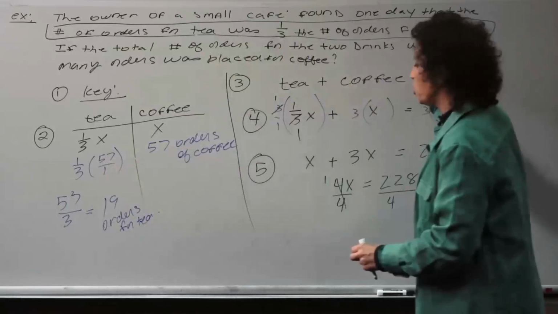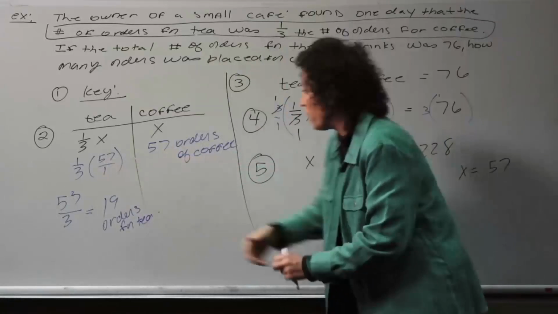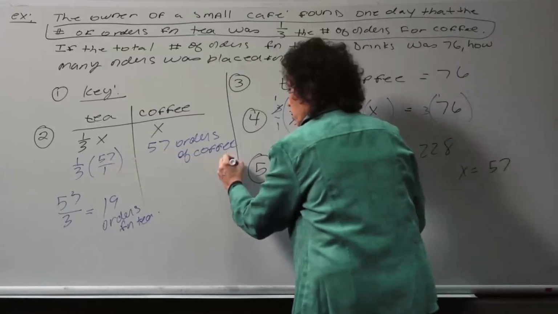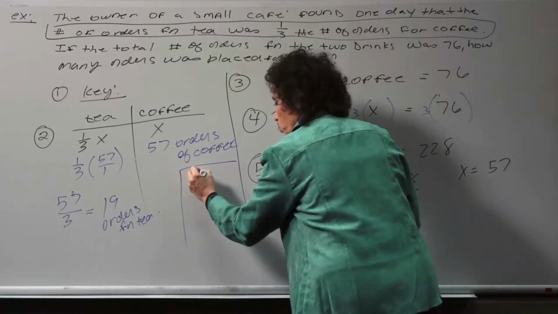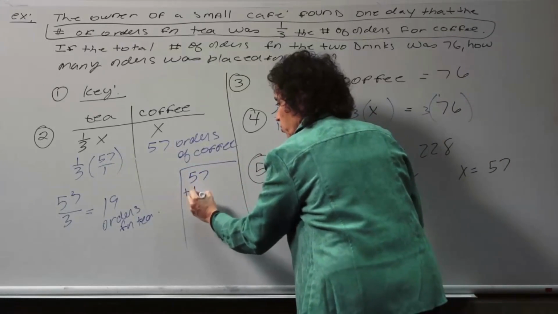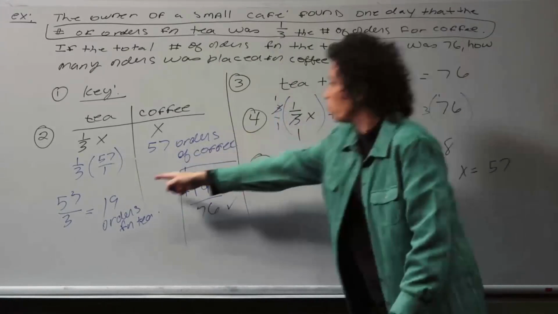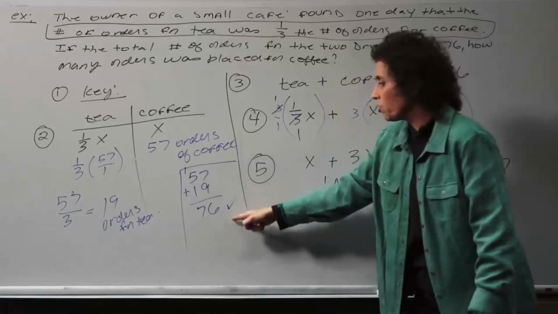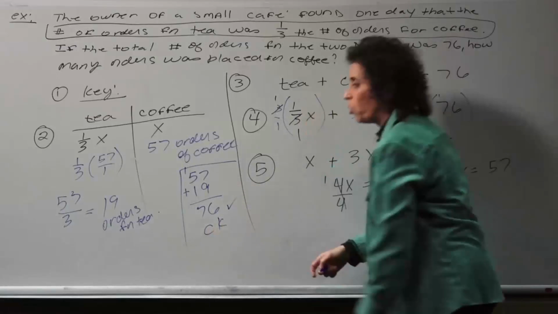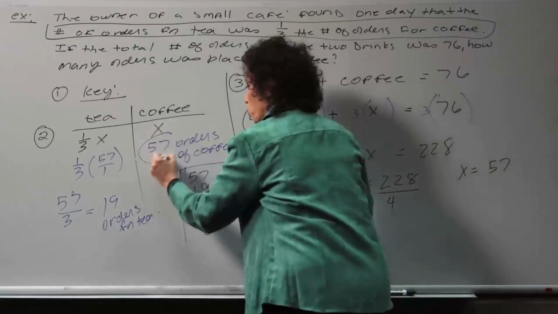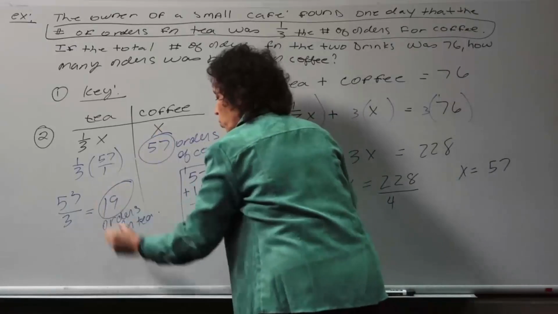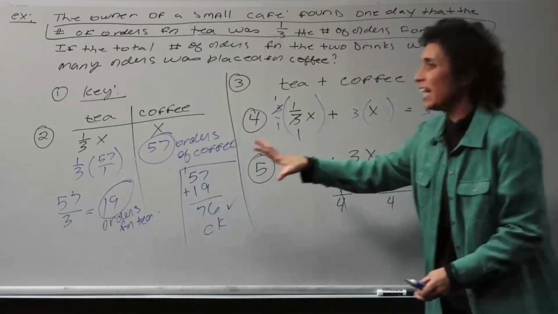The total is 76. Well, let's see. 57 plus 19. And I hate to tuck it away like this, but here is my check. 57 plus 19 is 76. We already knew this part checked out is 1/3. There's the second part of my check. So it all checks out. So the number of orders for coffee is 57. The number of orders for tea is 19.